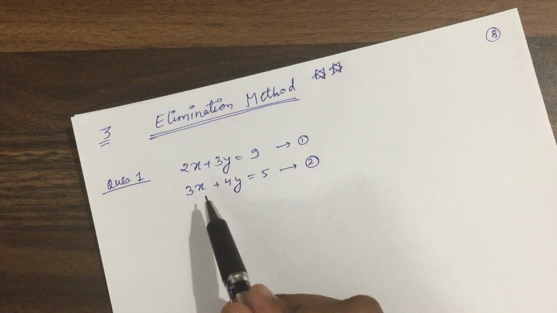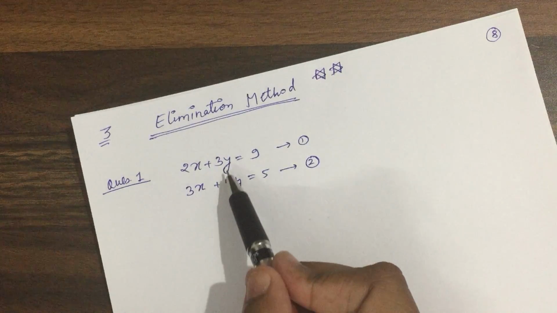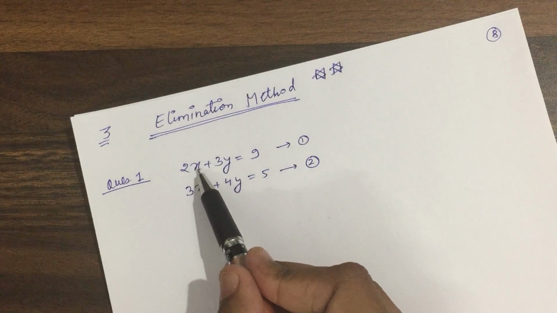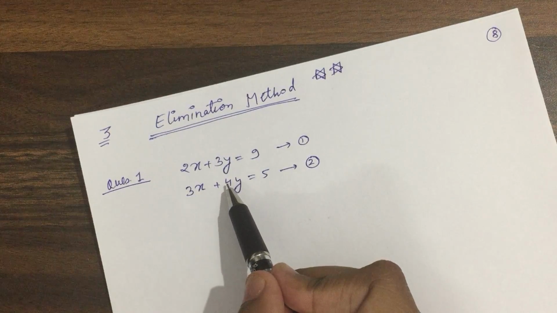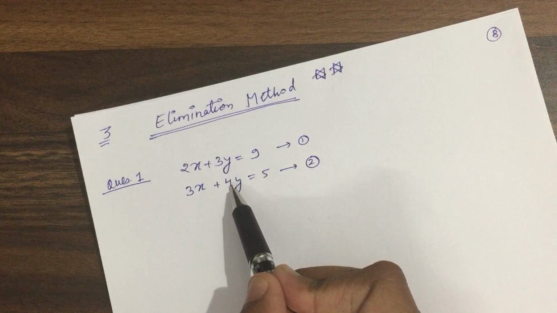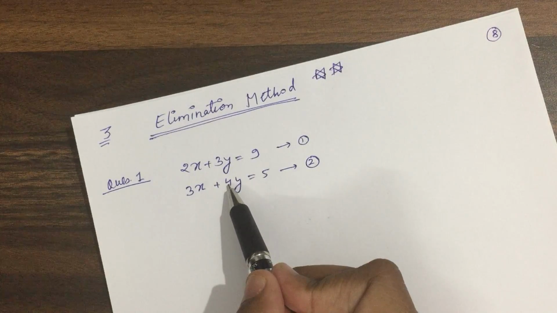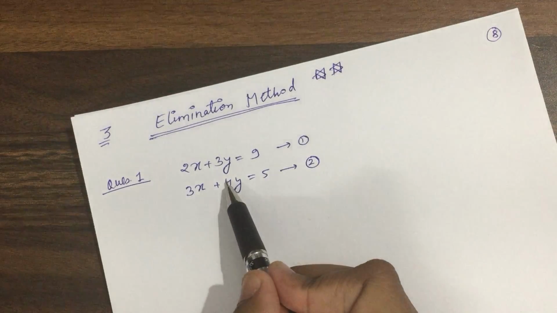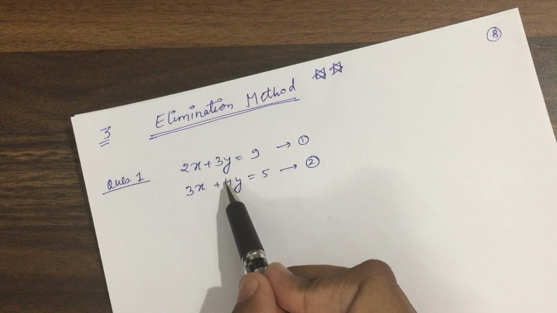Now in order to get the value of variable x, we need to eliminate variable y, or in order to get the value of y, we need to eliminate the variable x. So suppose we want to eliminate y variable, then how will we do it? What we will do here is make the coefficients of both y the same. Here the coefficient of y is 3 and here the coefficient of y is 4. So the idea is to make both the coefficients the same. How will we do it? We will take the LCM of these coefficients and make both equal to their LCM.